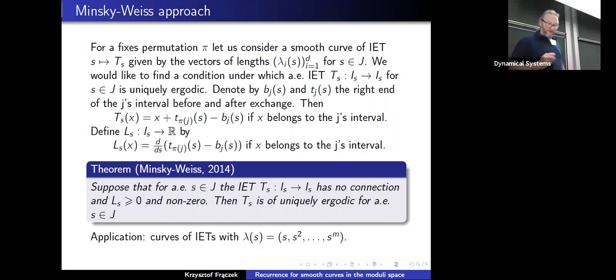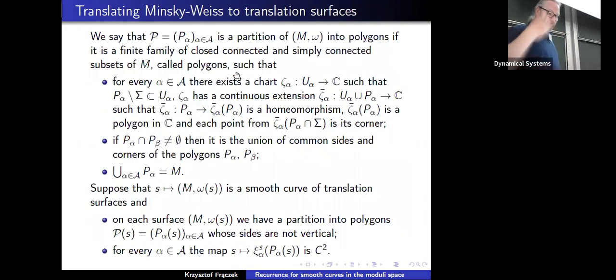And the main result by Minsky and Weiss, or a corollary from their result, is the following. Suppose that for almost every parameter, our interval exchange transformations have no connections. A connection is an orbit joining two discontinuity points or the ends of intervals. And moreover, we assume that the function L is non-negative and non-zero. Then, for almost every parameter S, we have unique ergodicity of the interval exchange transformation. And our aim is to translate this result to translation surfaces.